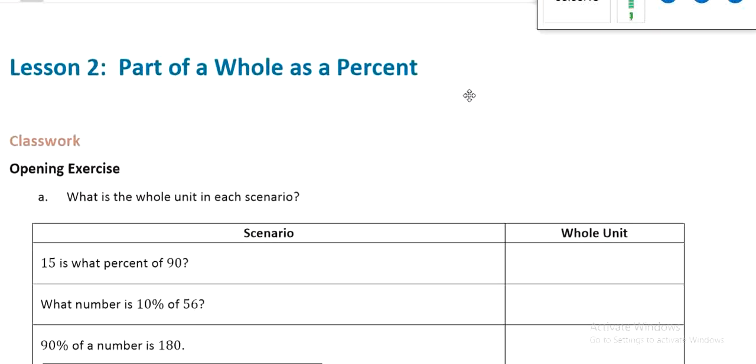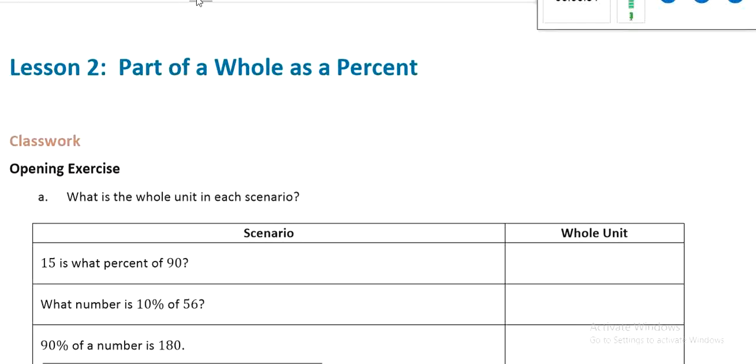So in this one, we are continuing on with percent, and we are talking about how it is a part of a whole. Now we know percent means that it's the part out of 100 as a whole, but we don't always have a 100 as a whole. But we can still connect that to percent. So we're going to check out how that is done.